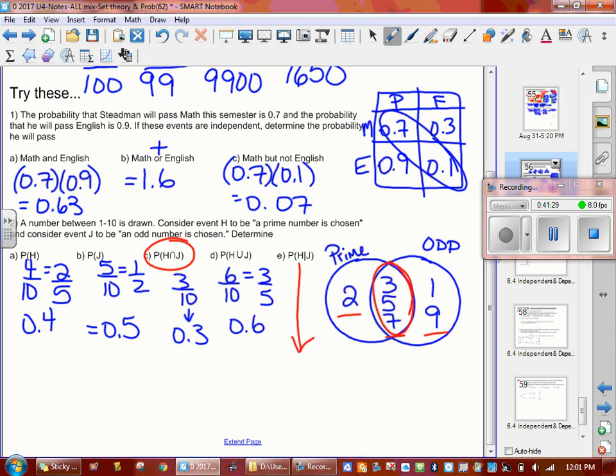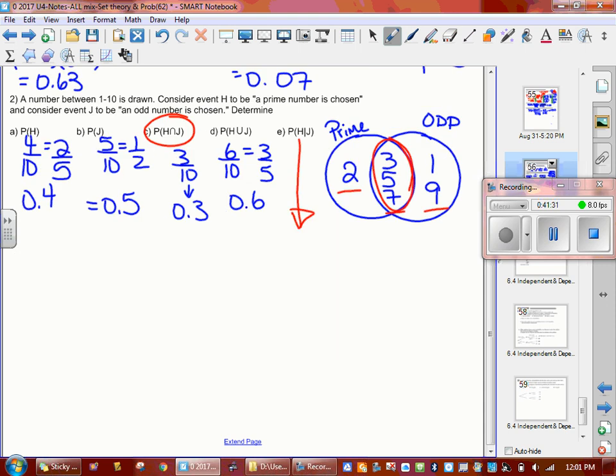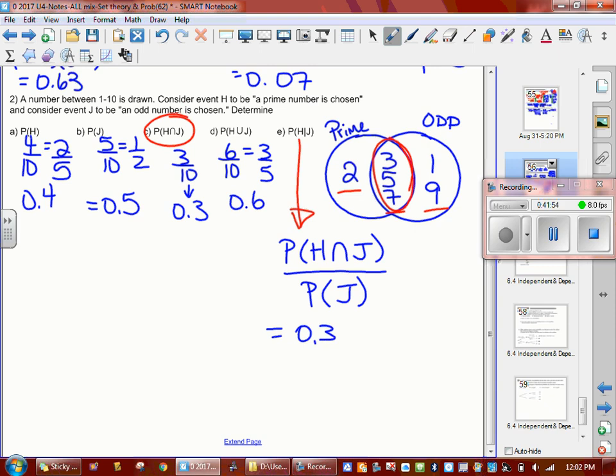Now, this one right here is asking us the probability of prime after odd has already occurred. So that's going to be the probability of prime and odd divided by the probability of odd. So that's going to give us 0.3 divided by 0.5 to give us a total of 0.6. Check your work. Make sure you did it right.